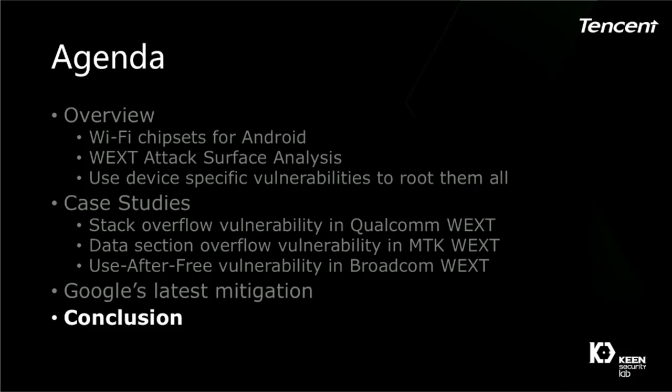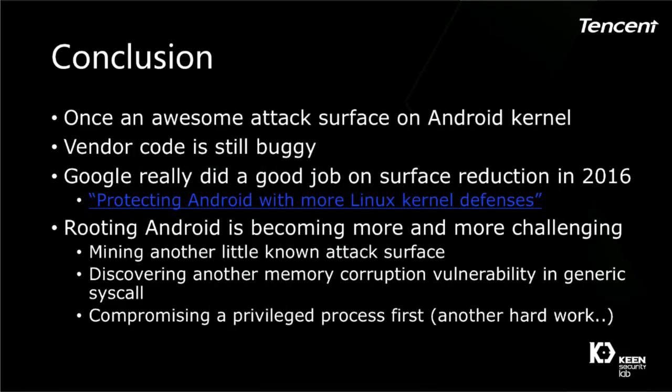Finally, a conclusion. After we used the three exploits mentioned above to root a large number of devices with Qualcomm, MediaTek, and Broadcom Wi-Fi chipsets, I believe that the WEXT private ioctl was once an awesome attack surface on the Android kernel. The core code in the Linux kernel is really safe, because it has been a long time and so many researchers are working on it, but the vendor code is still buggy.